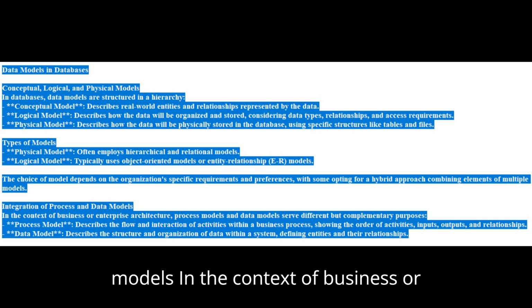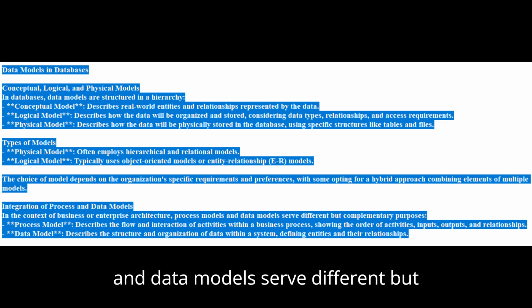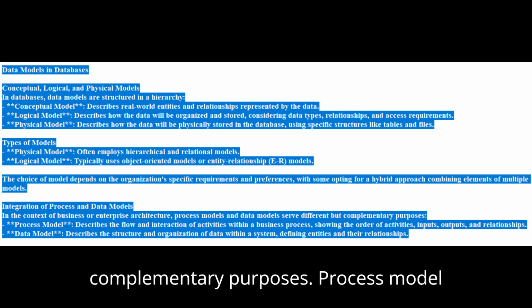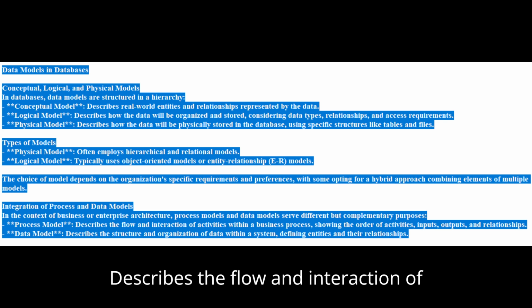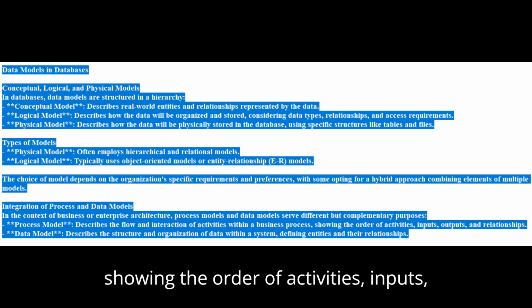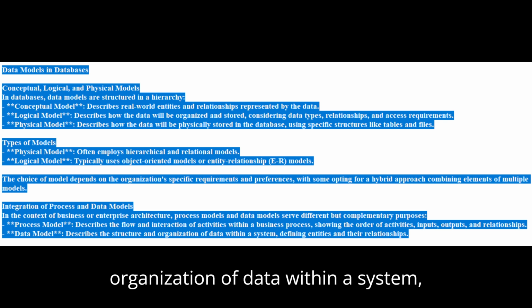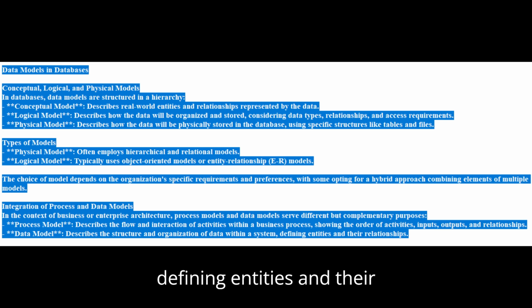Integration of process and data models. In the context of business or enterprise architecture, process models and data models serve different but complementary purposes. A process model describes the flow and interaction of activities within a business process, showing the order of activities, inputs, outputs, and relationships. A data model describes the structure and organization of data within a system, defining entities and their relationships.